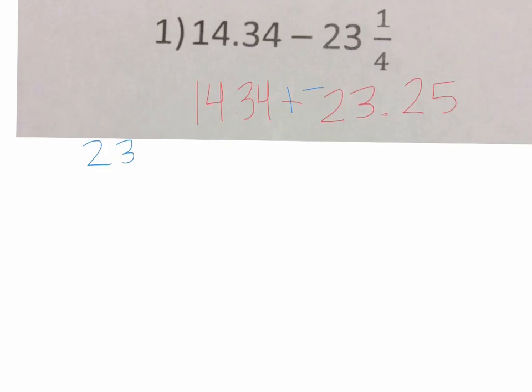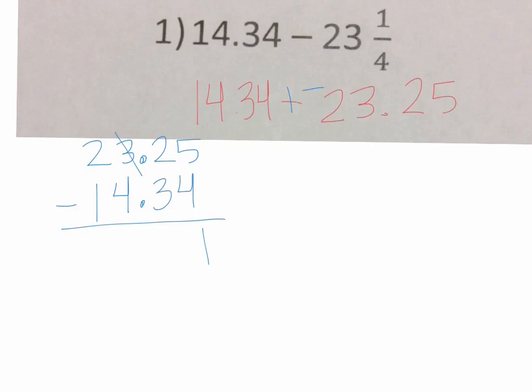So I'm going to put the 23.25 on top and subtract the 14.34. Remember, when we're working with decimals, we need to line up those decimal places so that we can have each place value in line. Now we just subtract like normal, so 5 minus 4 is 1.